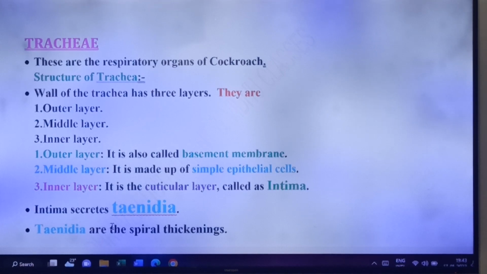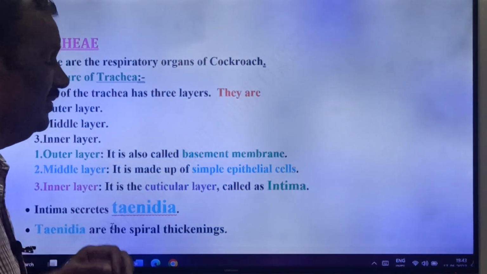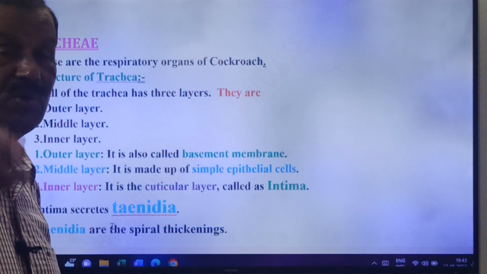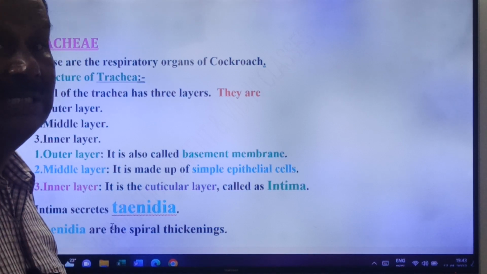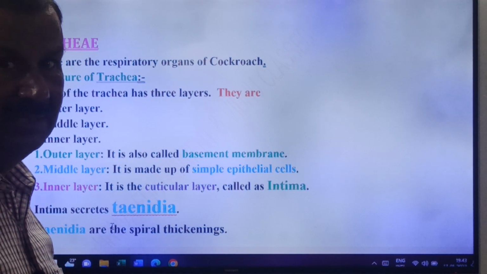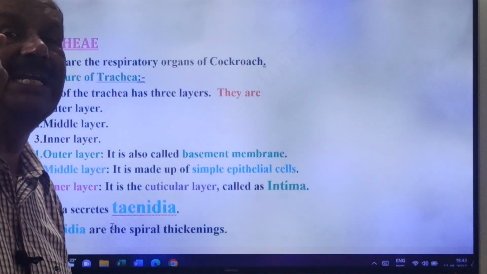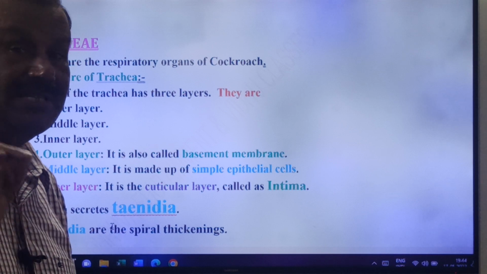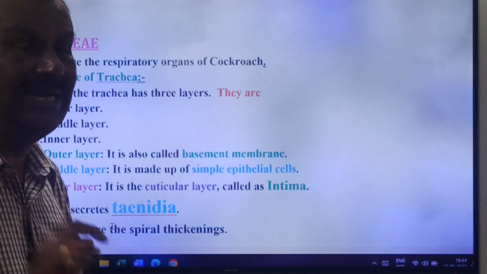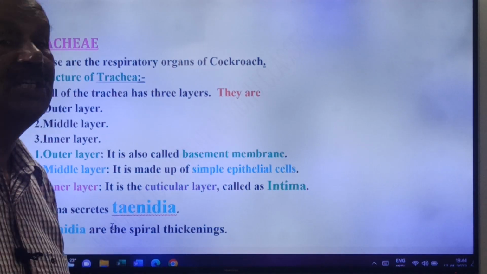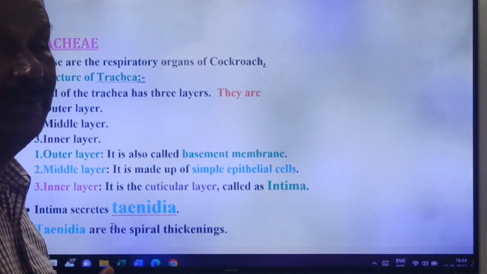What is the role of the intima, friends? This intima secretes ctenidia. One more 2 marks question, friends: what are ctenidia? Ctenidia are the spiral thickenings which are secreted by the intima.